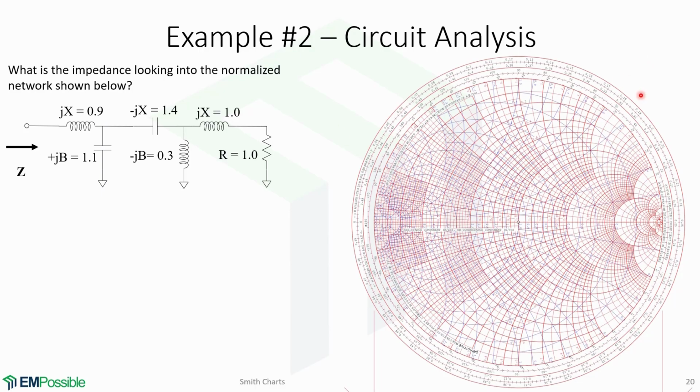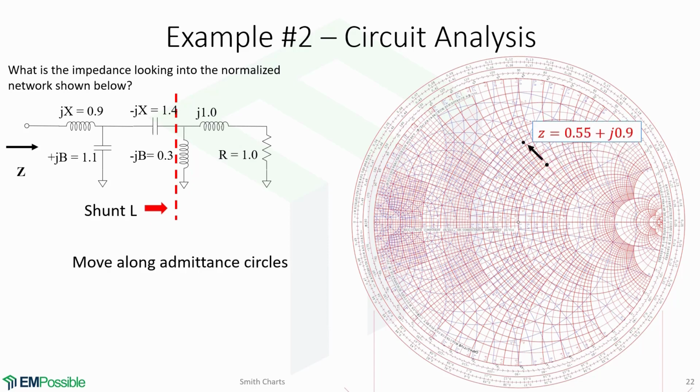Now for this example, we will use the combined impedance and admittance Smith chart. We wish to know what is the impedance looking into this normalized network. Now you will find that using the combined impedance and admittance Smith chart makes it even easier to add many circuit elements. First, we can add this resistor and inductor in series and then plot its value on the impedance chart. Now to add the shunt inductor, we move along the admittance circles to a value of minus j0.3.